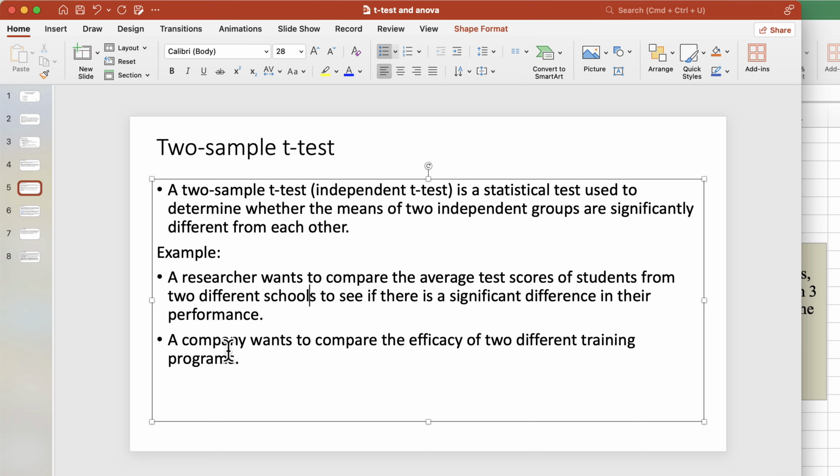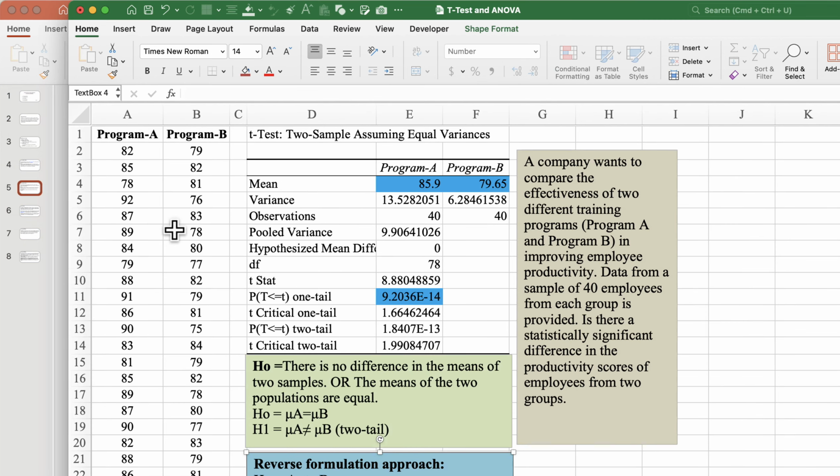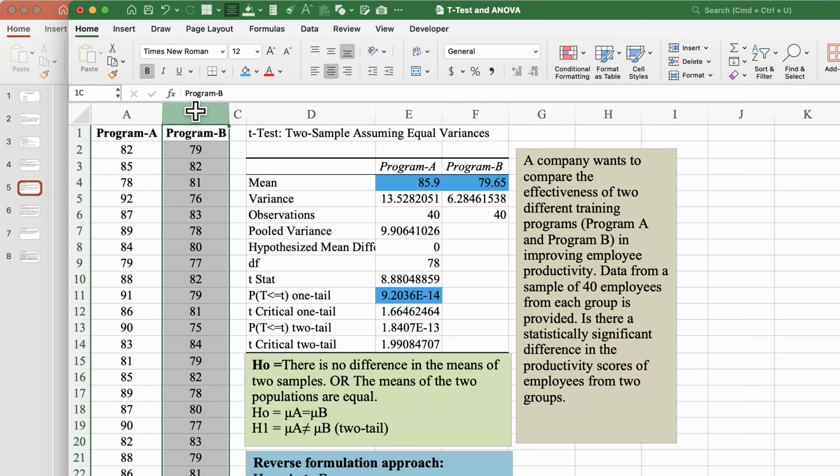Another example would be that a company is conducting a training program, and they have two types of training programs, and they want to compare the efficacy of these two training programs. So that will be a two-sample t-test. Now here is our data. In this data, this is the score of participants who underwent training in program A, and this is the score of participants from program B. And we want to determine if these two scores are different or not.